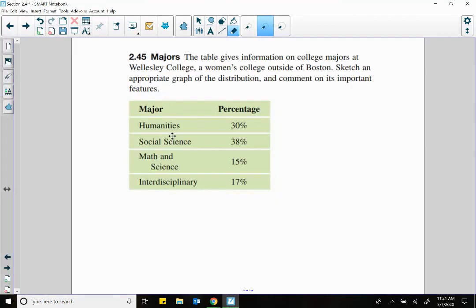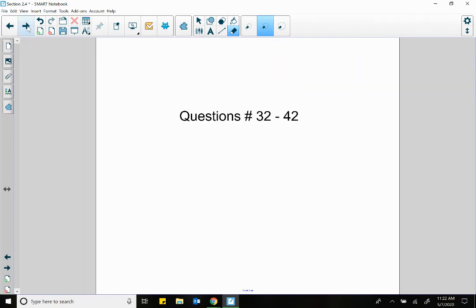So there we describe the trends. And again, this is all multiple choice. So you're going to be looking for something that you see in the picture that you would talk about within the answers. And I think that was the last one. Yeah. So remember, section 2.3 and 2.4 covers everything from 32 to 42. So those are those questions.